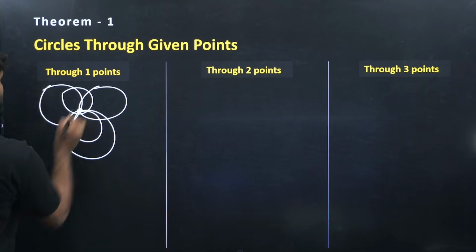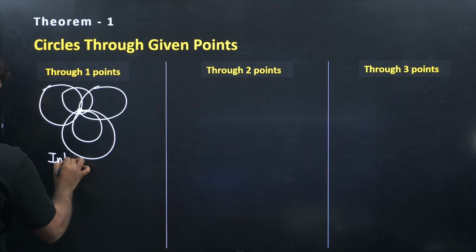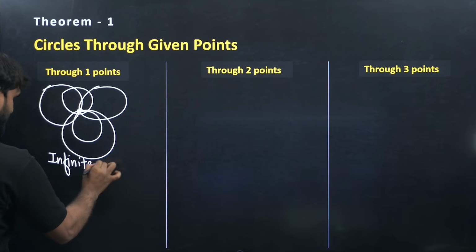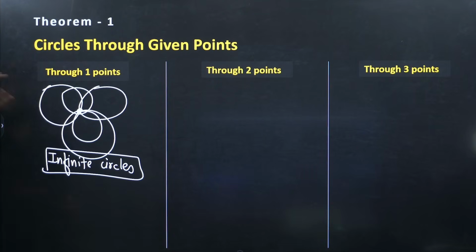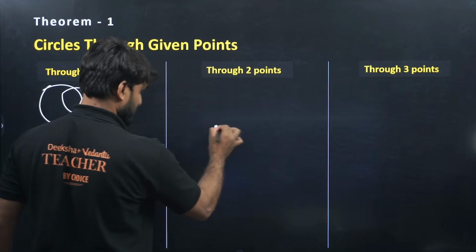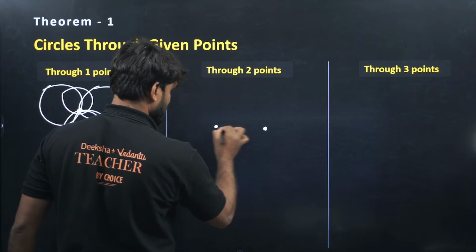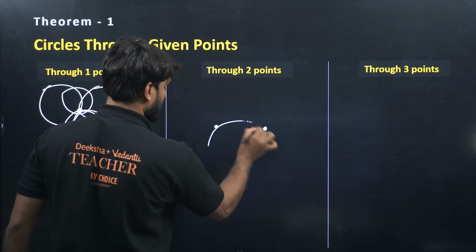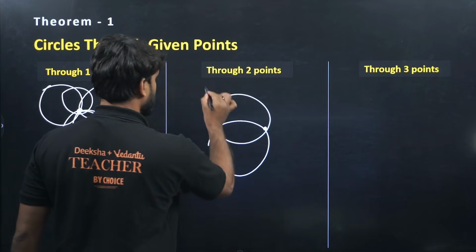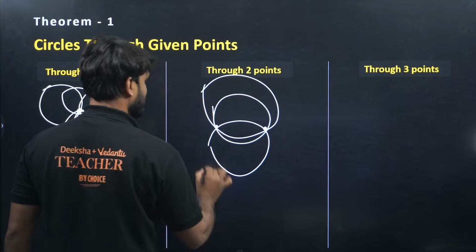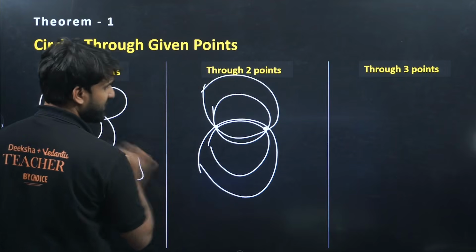This is the common point. Infinite circles. Clear, everyone? Infinite circles we can draw from 2 points. First, this is the circle. This is the circle. This is the circle. This will be the circle.